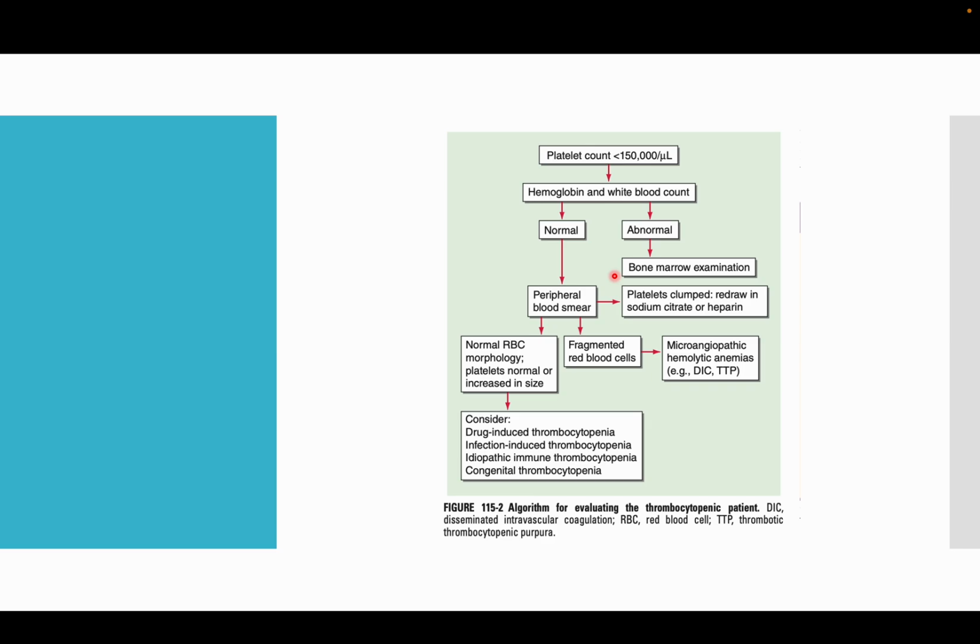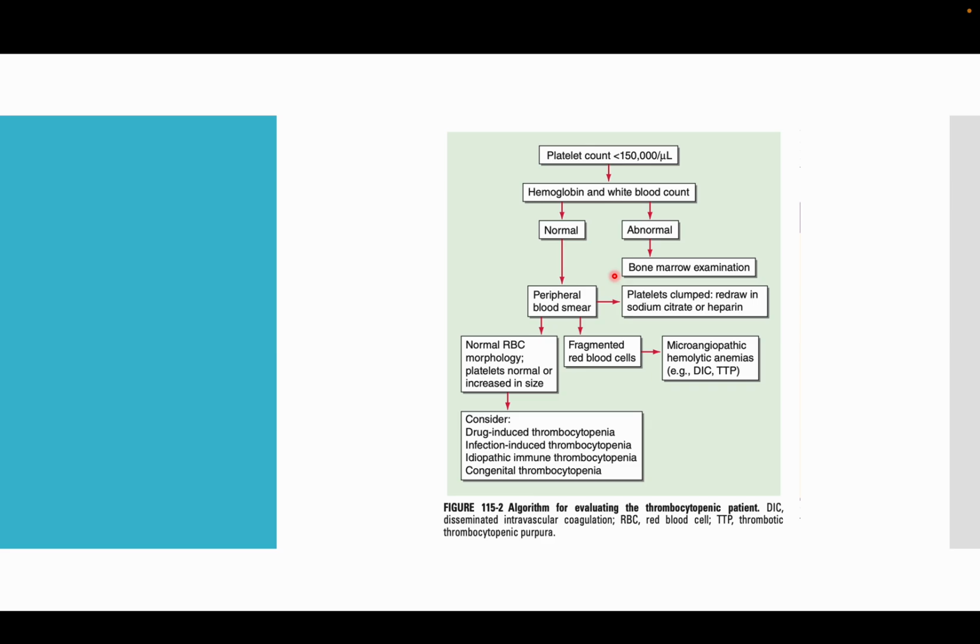So after ruling out all the nutritional and hemolytic causes, like if there is any Coombs positivity or any other autoimmune features, if you rule out all of them, then look for bone marrow examination. If it is normal, then check the peripheral smear. If clumping is seen, redraw the sample in citrate or heparin because EDTA can cause clumping. If there are fragmented RBCs, you look for microangiopathic hemolytic anemia like DIC, TTP, HUS, any valvular heart disease; you should look for them.